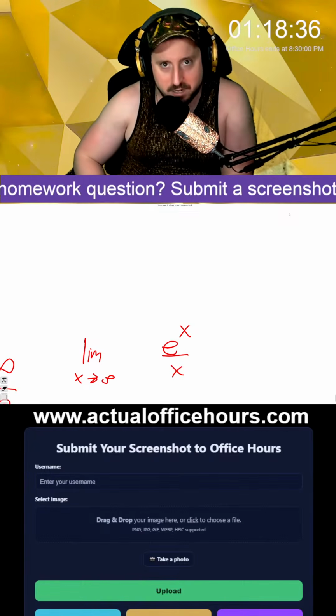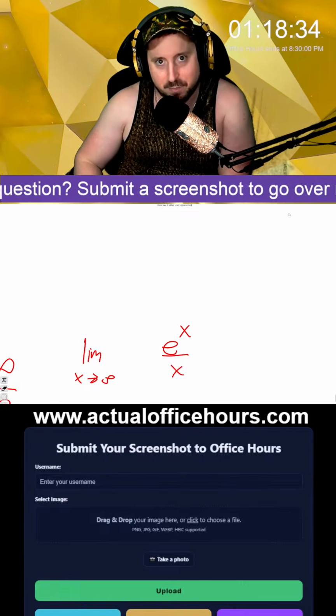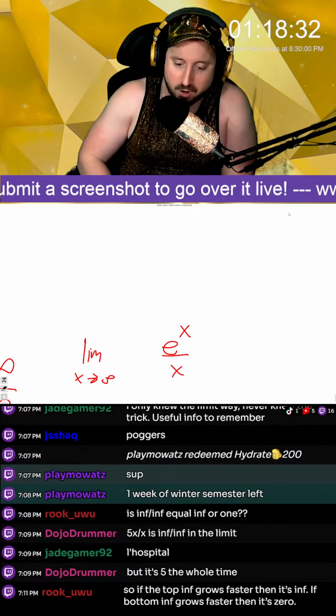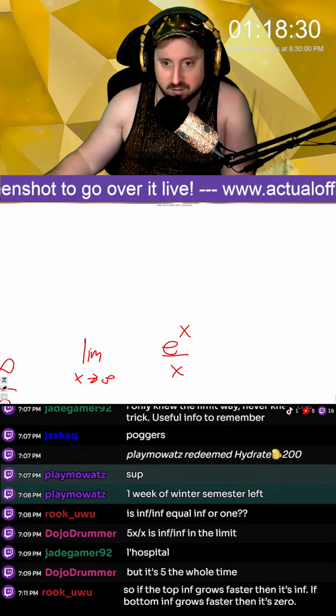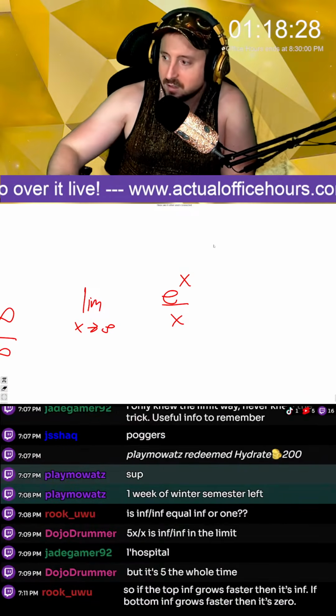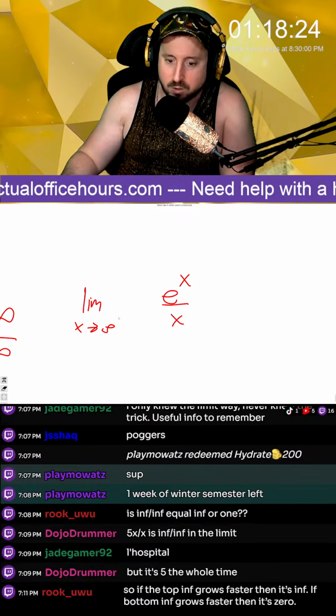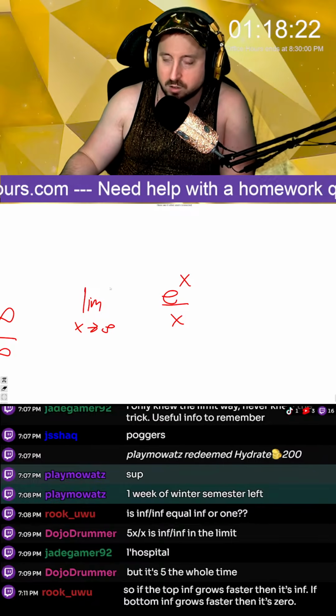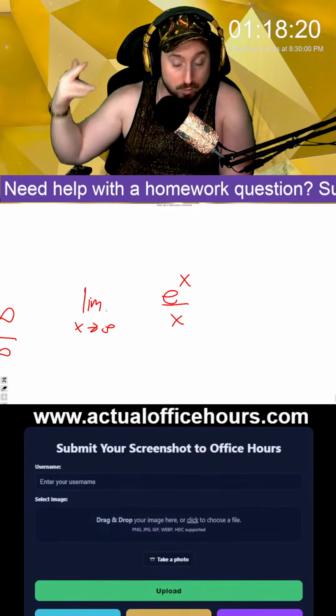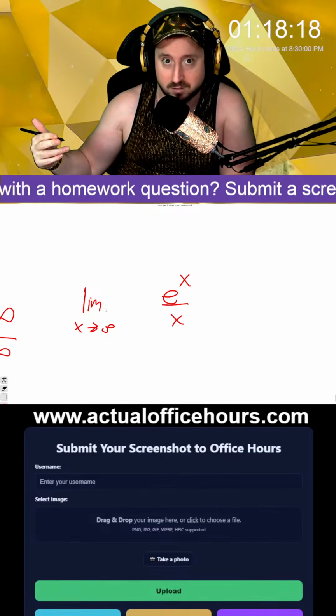So if the top infinity grows faster, it's infinity; if the bottom infinity grows faster, it's 0, yes. I mean, in simple terms, correct. But if you want to be rigorous about it, you have to show it using L'Hopital's rule, which is showing that the derivatives eventually become something finite.